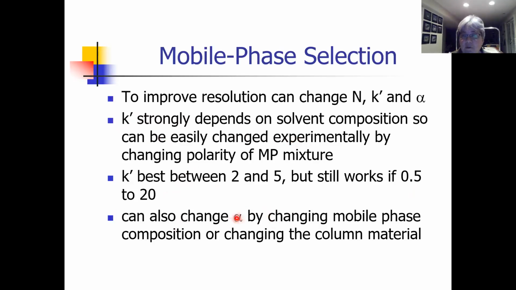We can also try to change alpha, the selectivity. And we do this by changing the mobile phase or changing the column material. But remember, if we change the column material, that means buy a new column. Now this kind of sounds the same. Both of these were saying change the solvent. But the difference is, to change retention, we use the same solvent system. So if we're using water and methanol, we just try different ratios of water and methanol. To change selectivity, we actually try a different solvent. We use water and something else. So that's the difference between these two.